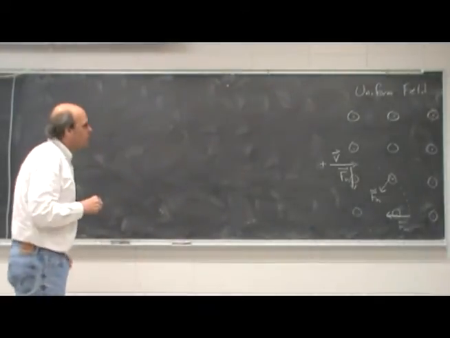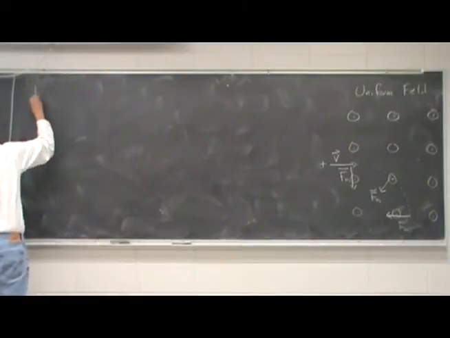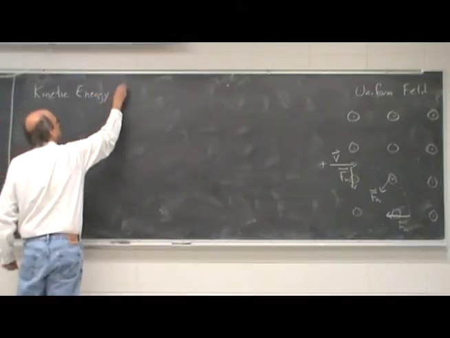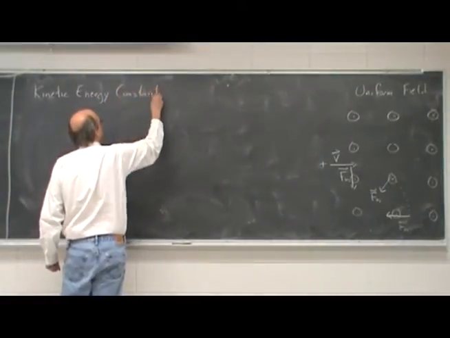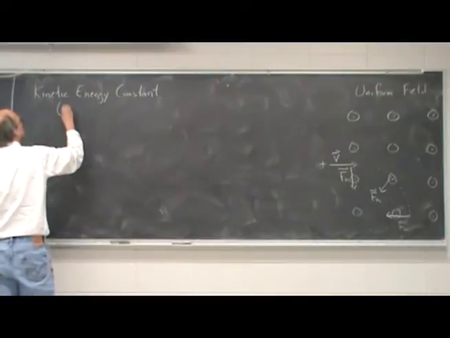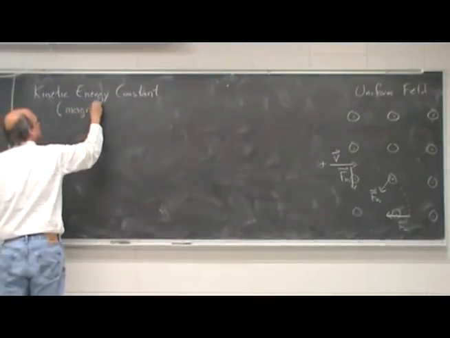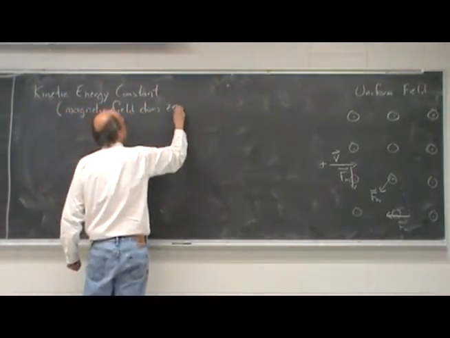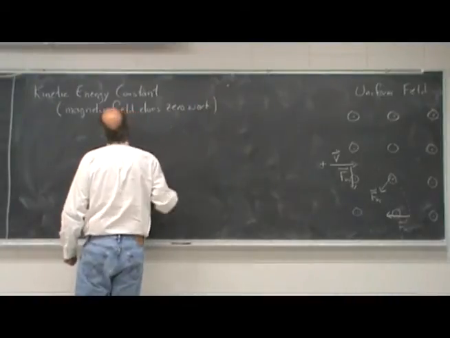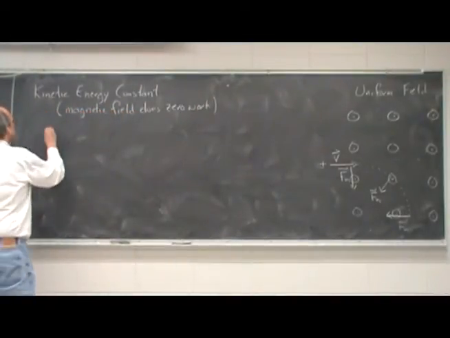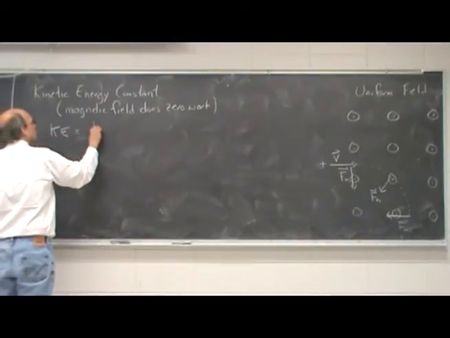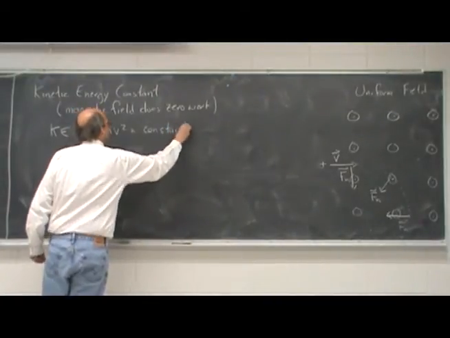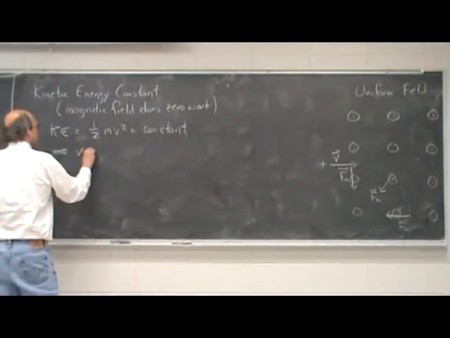All right, so let's work this out. So first, the kinetic energy is constant. The magnetic field does zero work. All right, so the kinetic energy is 1/2 mv squared, the constant. And that means the speed's constant.